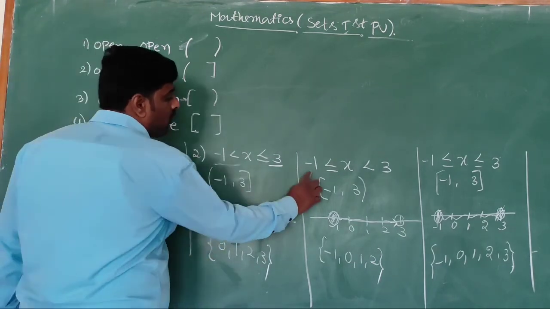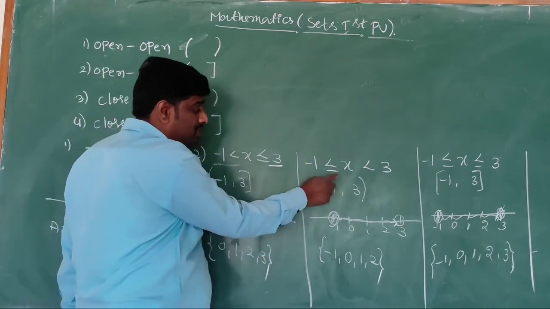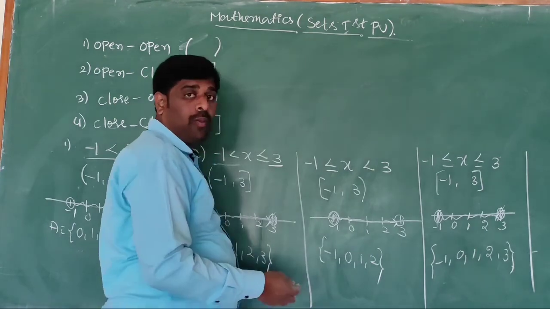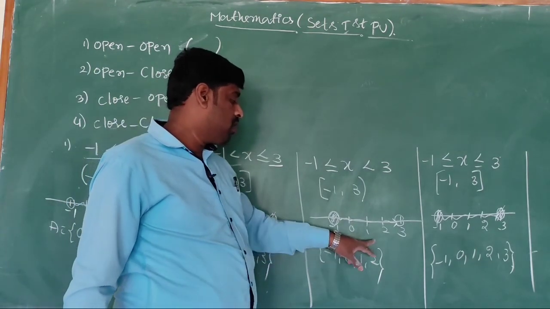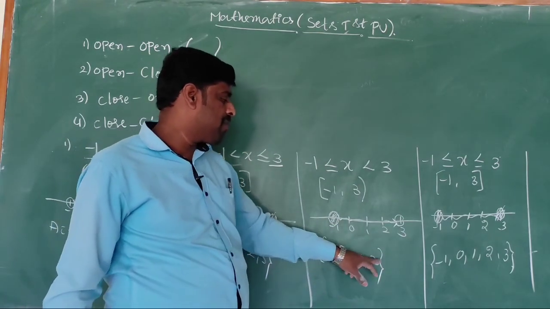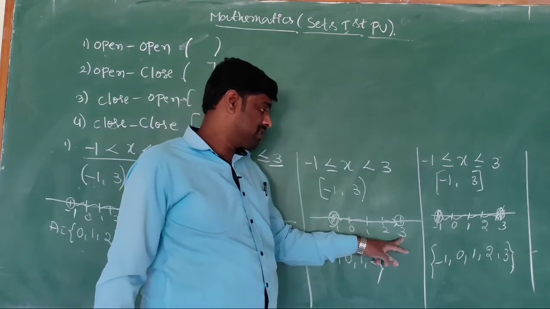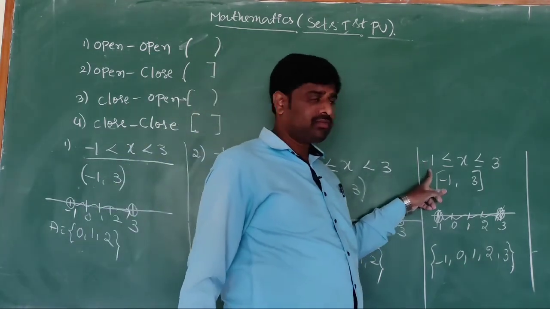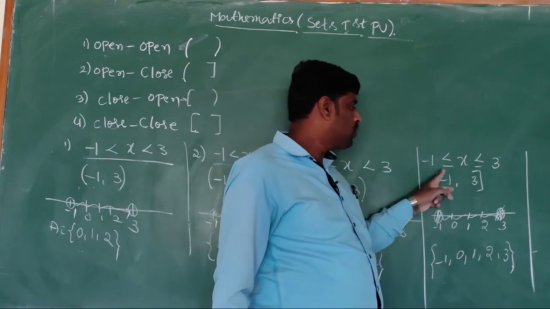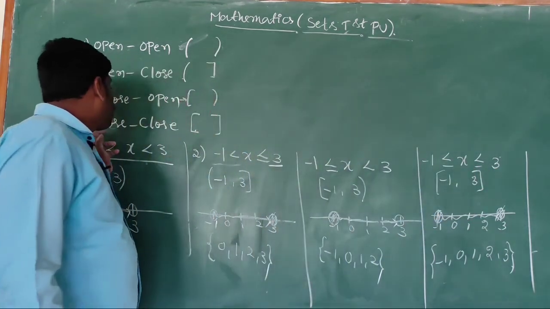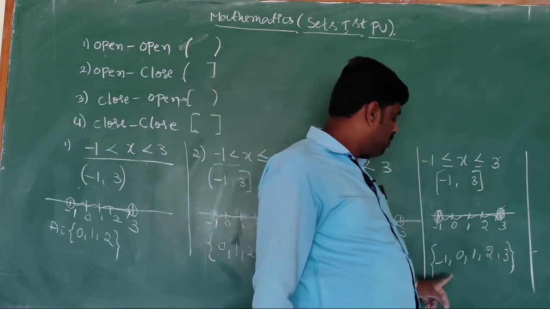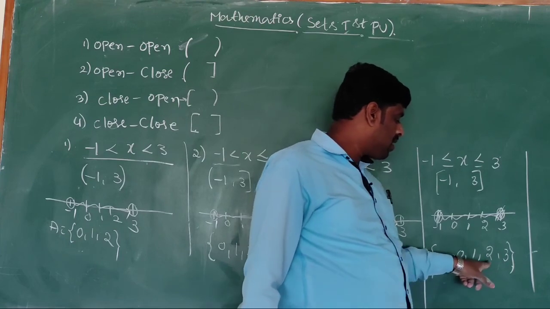Close, open means this is less than or equal, and this is open. -1 is close, 3 is open. So -1 comma 0 comma 1 comma 2. I should include -1 and exclude 3. Then -1 less than or equal to x less than or equal to 3: -1 is close, 3 is close. That is the fourth possibility, close, close. Including -1 and including 3, we write the set -1, 0, 1, 2, 3.